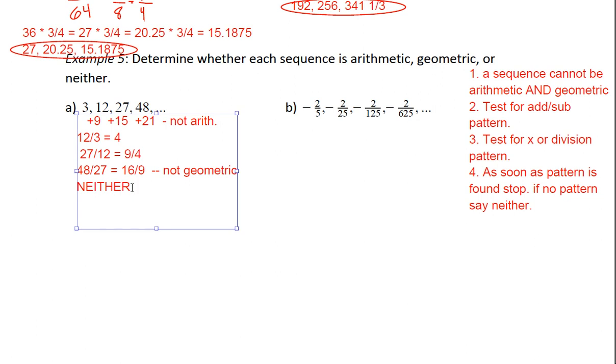And it really didn't like that. Okay, well it's neither. So that is your answer. This one's a little more complex. If you can see a pattern right off the bat, go for it.